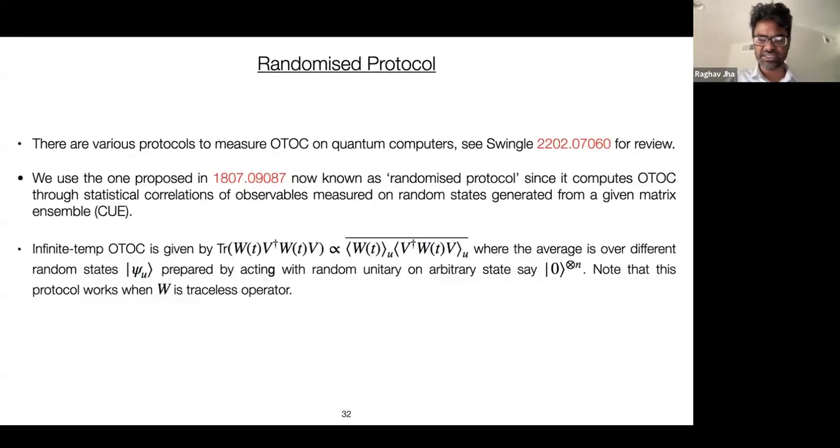So the randomized protocol breaks the problem of computing the 4-point OTOC into a statistical correlation of two observables, which is mentioned here. For example, if you want to compute a 4-point OTOC, this protocol just says that you can compute WT on some random state, and you can compute some other observable V dagger WTV on the same random state. And then you can take a lot of random unitaries and then find the statistical correlation between them to get a proxy for the OTOC. And this is the randomized protocol which was proposed in this paper. There's a paper on other OTOC on quantum computers, and for that you can see this paper by Swingle here.